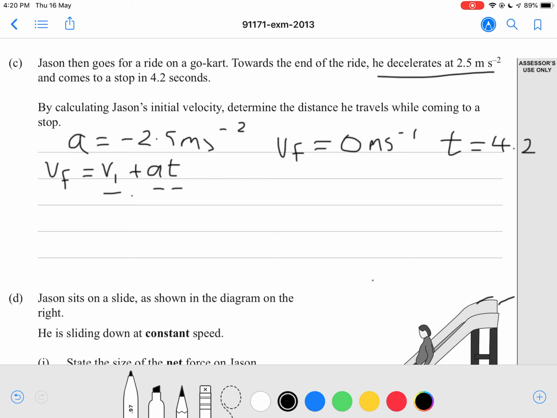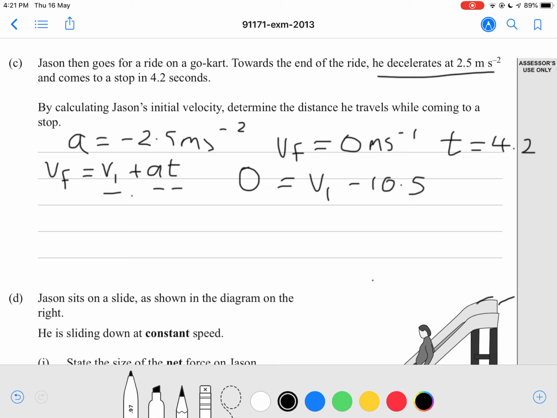So we substitute the numbers in, right? We say 0, the final velocity, equals VI plus AT, which is negative 2.5 times 4.2. Negative 2.5 times 4.2 is negative 10.5, okay? And a positive and a negative makes a negative, so minus 10.5.